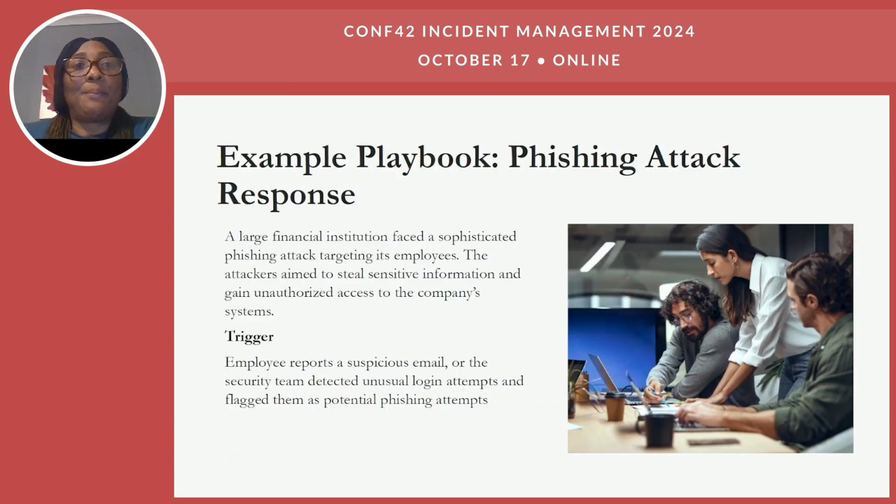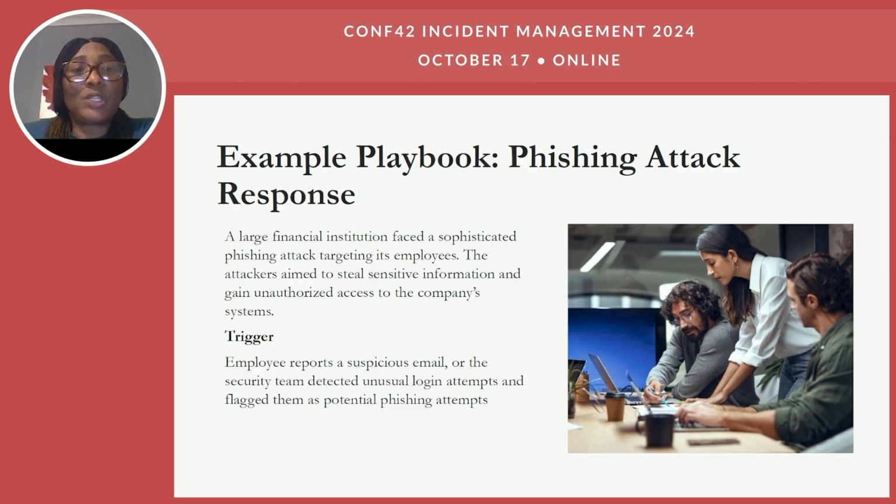Now we're looking at a typical example of a phishing attack response playbook. This is not the best of it, but this is just for the purpose of learning. So I'll be assuming a test scenario. A large financial organization faced a sophisticated phishing attack targeting its employees. The attacker aimed to steal sensitive information and gain unauthorized access to the company's system.